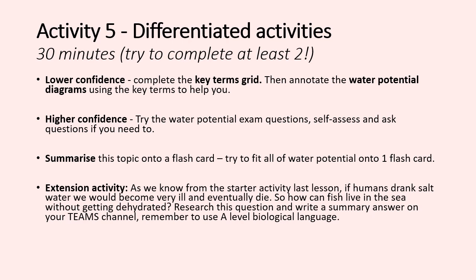Please pause the video and complete activity 5. Now these are differentiated activities, so just spend 30 minutes, try to complete at least 2 of them, and it's up to you where you start. So if you're not feeling very confident about this topic, then you might want to start with a lower confidence activity and then work your way through. If you're feeling a bit more confident, then you might want to start with a higher confidence activity. And if you have finished those and you want extra, then we've got the extension activity as well.